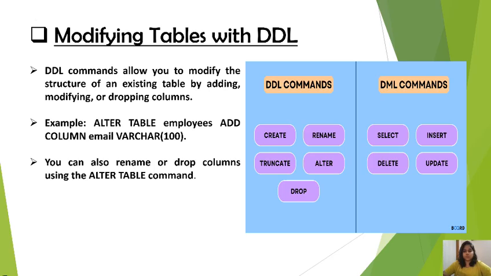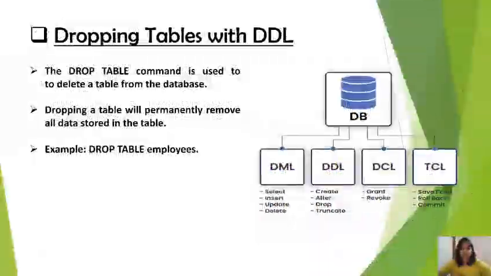Dropping tables with DDL. The drop table command is used to delete a table from the database. Dropping a table will permanently remove all data stored in the table. Example, drop table employees, as can be seen in the image.